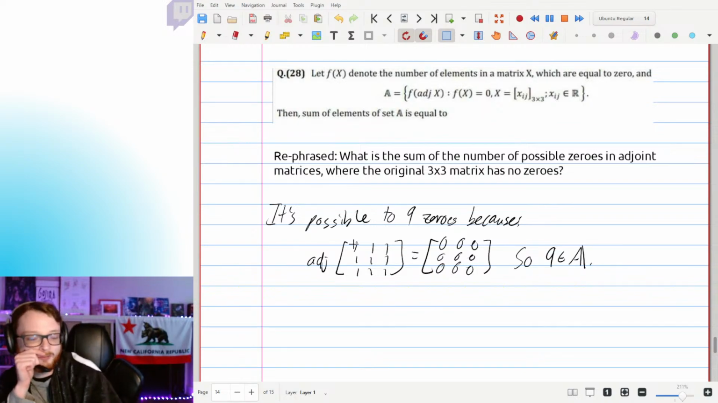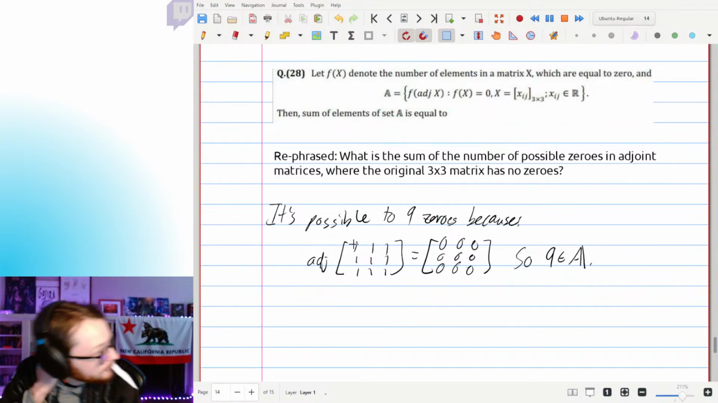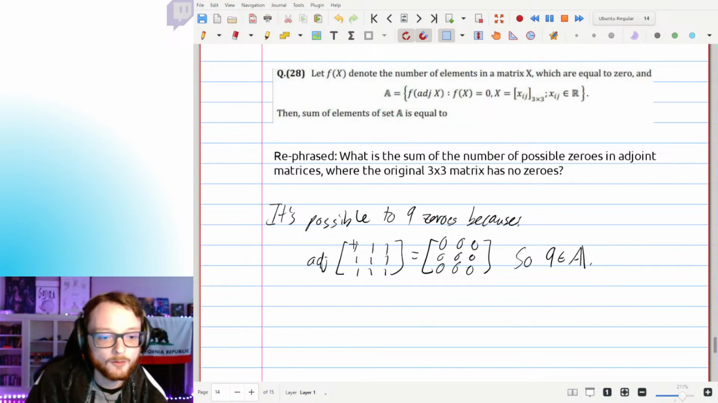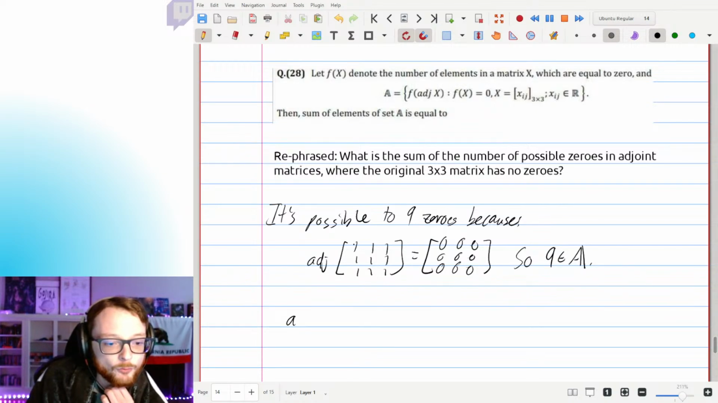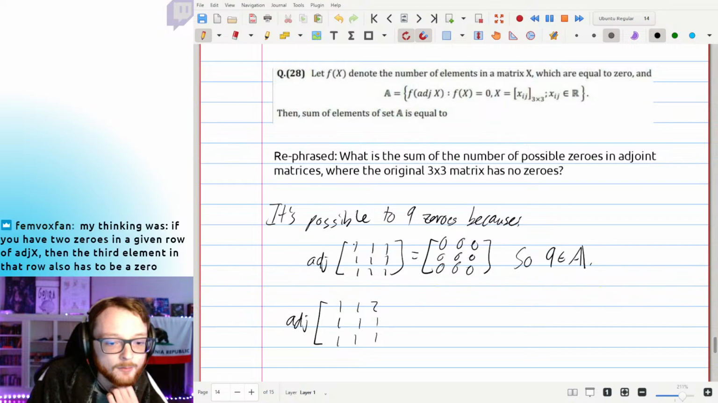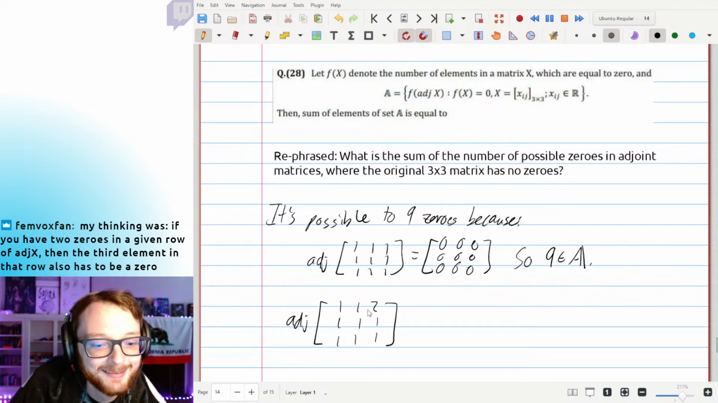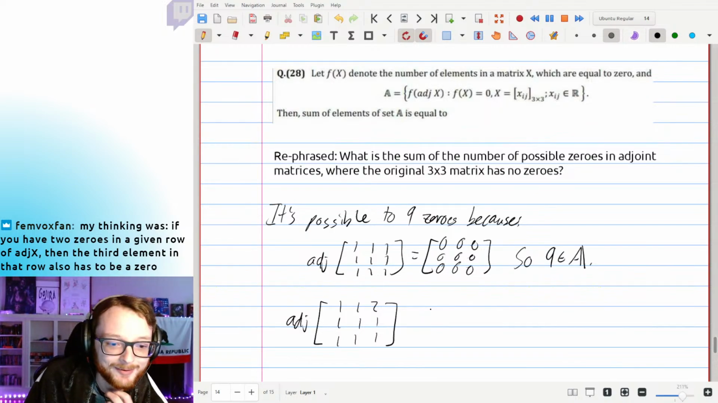Can we think of a way to control the number of zeros? Like, if we took the example I gave and randomly threw in a 2 somewhere, what would that do? Like if I put a 2 right there. This might be a job for Wolfram Alpha. I don't know if I want to do all these calculations by hand. I mean, this one might be simple enough.